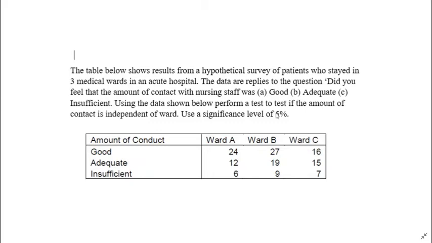So what this question requires us to do here is to test if there is a link or a relationship between the amount of contact given to patients and the ward which the patients are staying. So it's like we are just trying to see if the amount of contact depends on the ward, or there is no dependence, it's just randomly distributed. And the best test we can use for this one is the chi-squared test for independence or association.